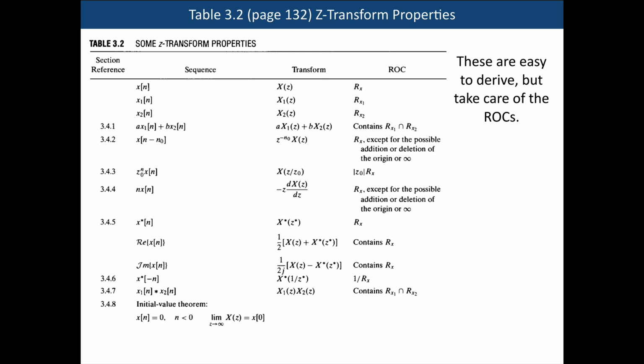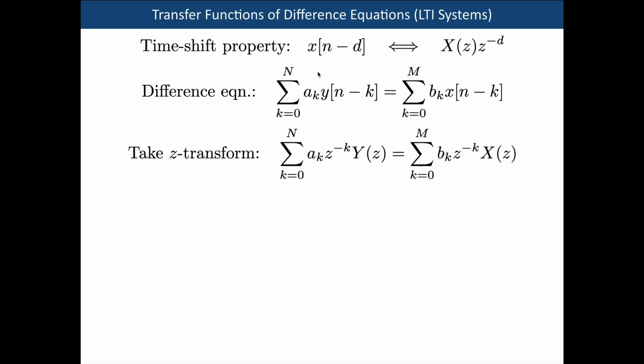So let's go back down now and start to apply this. I've repeated that time shift property right here. A delay by d samples, you get in the Z domain a multiplication by Z to the minus D. So let's take a look at a difference equation. Remember that the difference equation is a very general description for linear time invariant systems in discrete time.